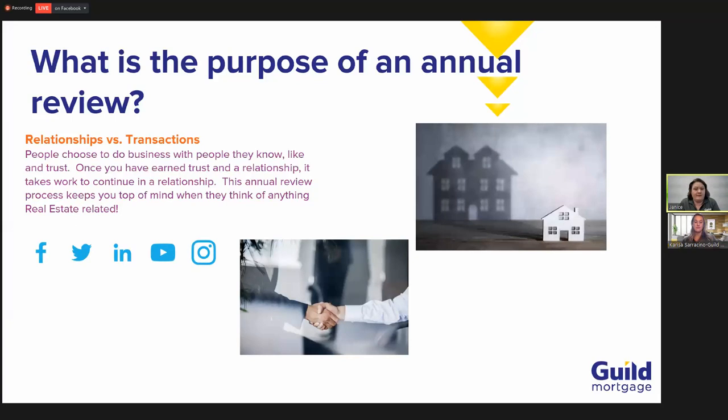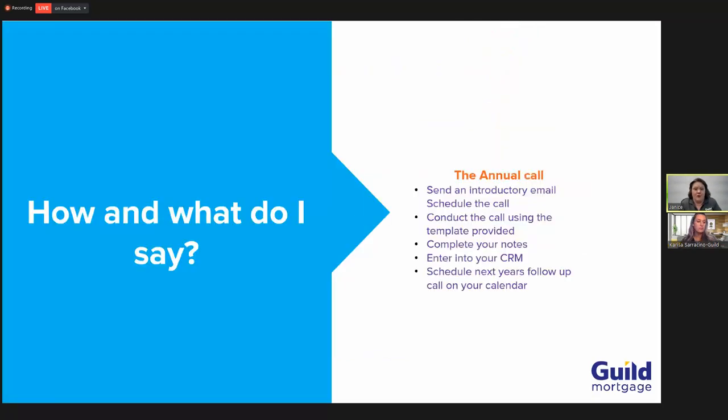So the purpose of an annual review is to keep yourself in the minds of your clients at all times. So you want to check in with them. They want to work with people that they know, that they like, and that they trust. So once you work with them and had them buy a home, you want to make sure that you're touching base with them, whether they want to purchase or perhaps they have friends and family that they love and they want them to work with someone like you that they trust.